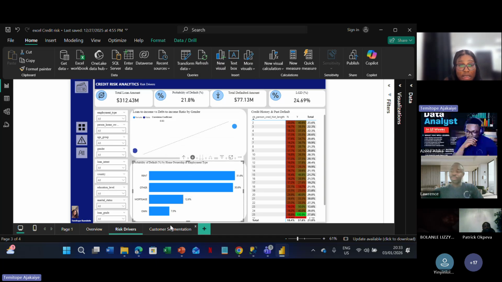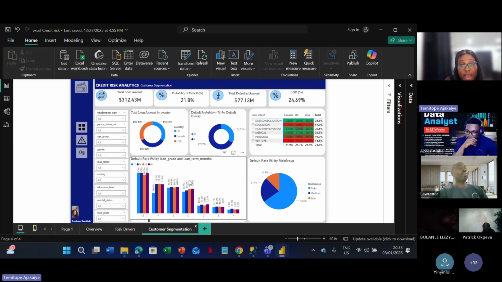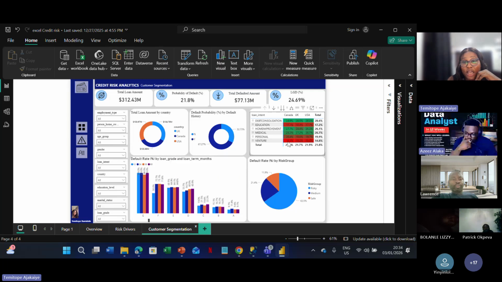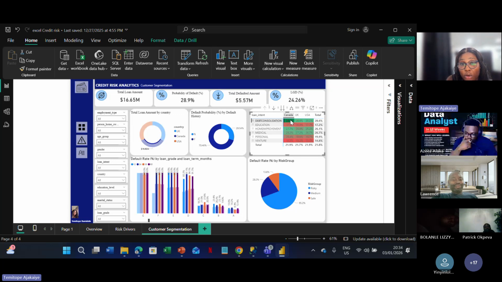Moving to customer segmentation. I grouped by loan grade, and those with the lowest loan grade have the highest default rate. Those with a low loan grade, those renting, and those collecting loans for above 24 months have the highest default rate. Even across countries, debt consolidation still remains the highest default rate for loan purpose.